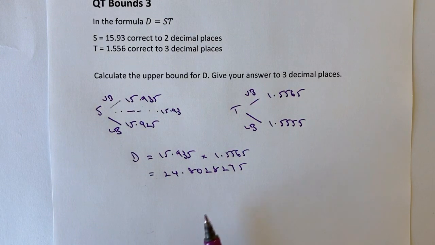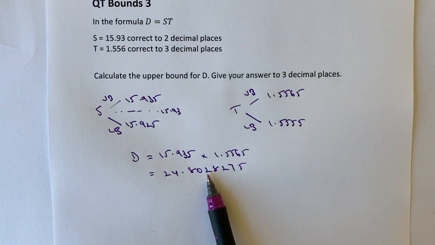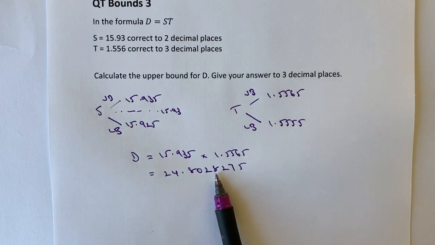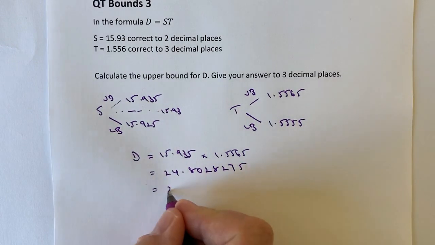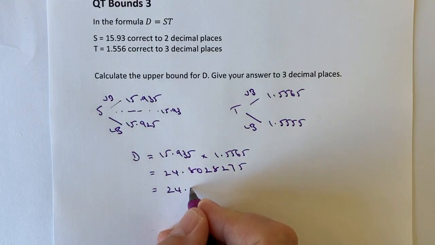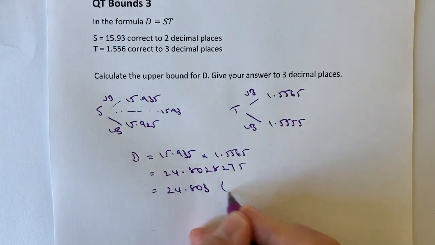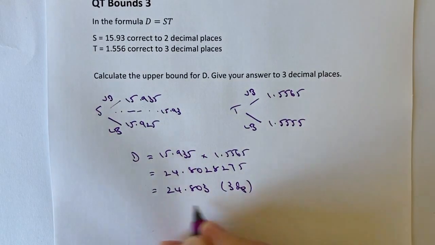Now you'll note that on the question it says give your answer correct to 3 decimal places. The third decimal place is going to be 2. I'm actually going to make that 3 because the number afterwards, the fourth decimal place, is above 5. So the answer to the actual question to 3 decimal places is 24.803.